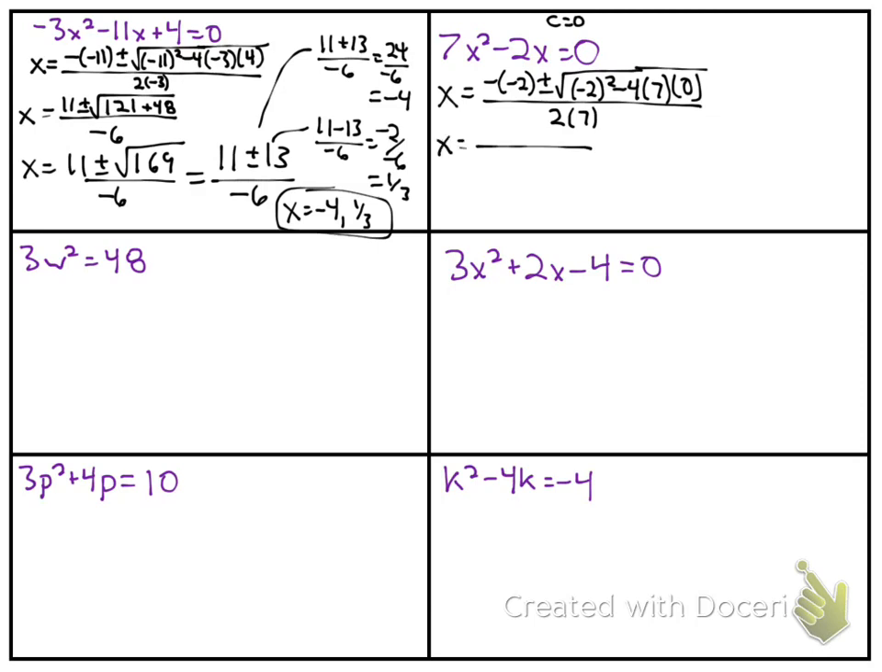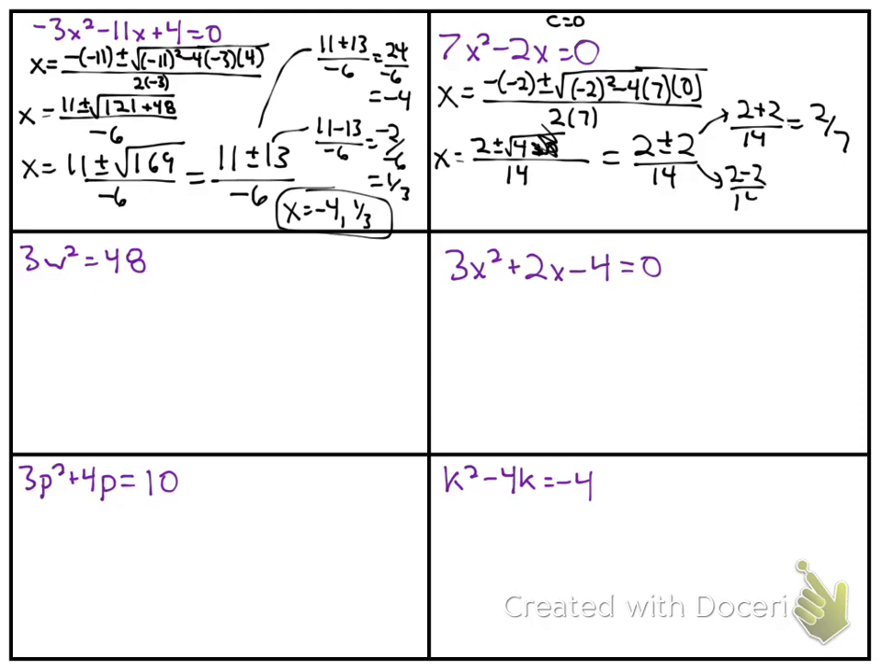So we clean it up. We have a 2 out in front, 14 on the bottom. On the inside, negative 2 squared is 4. But then 0 times anything is 0, so it's really just plus 0. So we're in fact just doing the square root of 4. So we have 2 plus or minus 2 over 14. 2 plus 2 over 14 gives us 4 over 14, or 2/7. 2 minus 2 over 14 gives us 0 over 14, or just 0. So 2/7 and 0 are our two solutions.